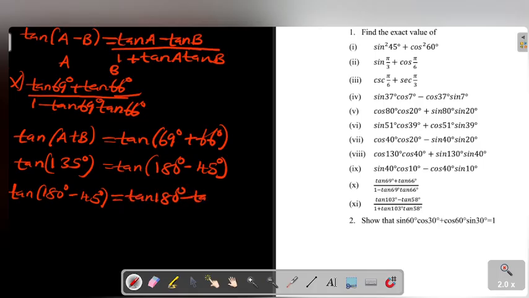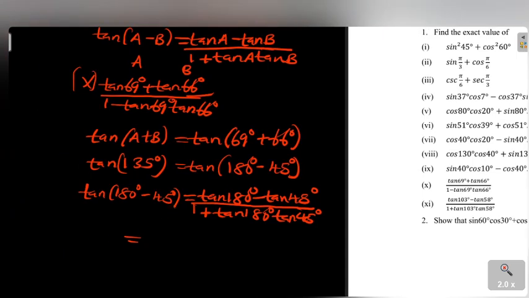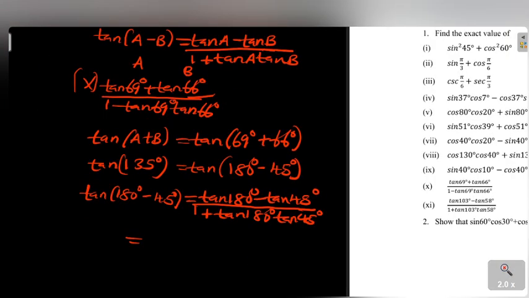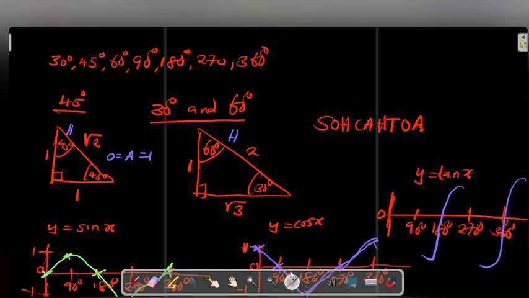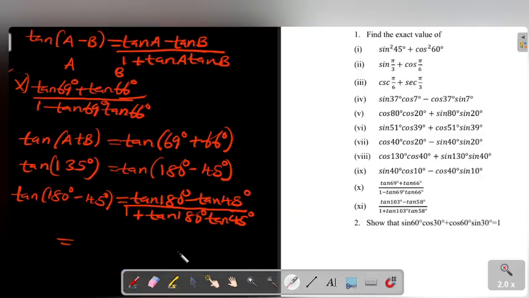That is minus tan 45 degrees. Then we say over 1 plus tan 180 degrees times tan 45 degrees. So now this one will give us tan 180. You go to the graph for tan, and you can see from our graph that tan 180 is 0. The graph is cutting at 0. So you indicate that here it is 0.